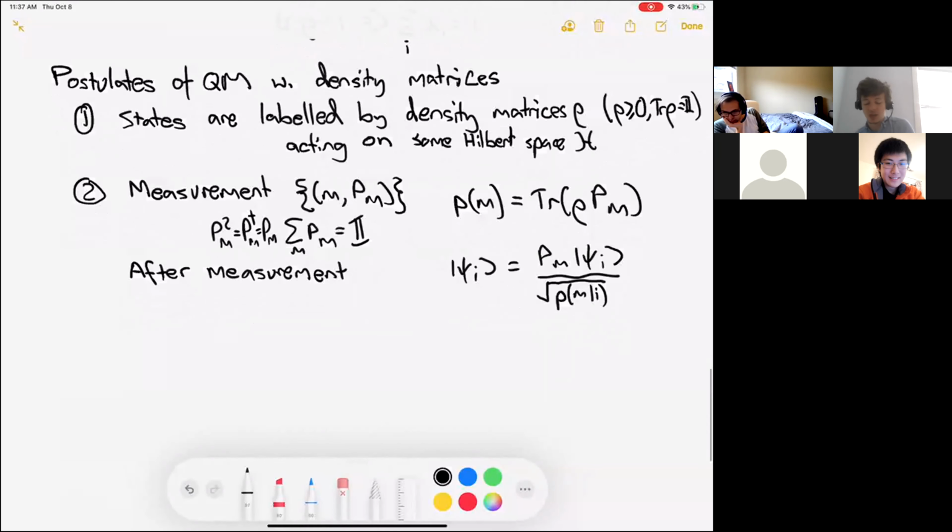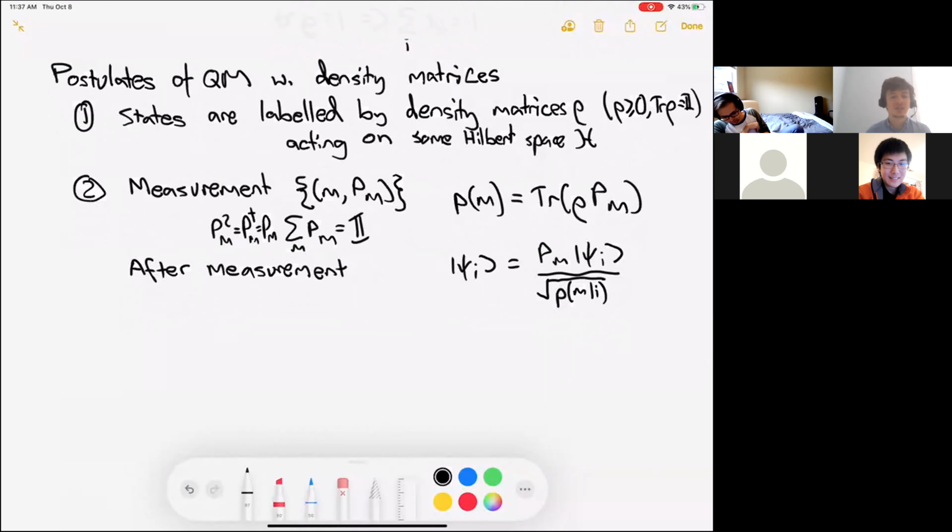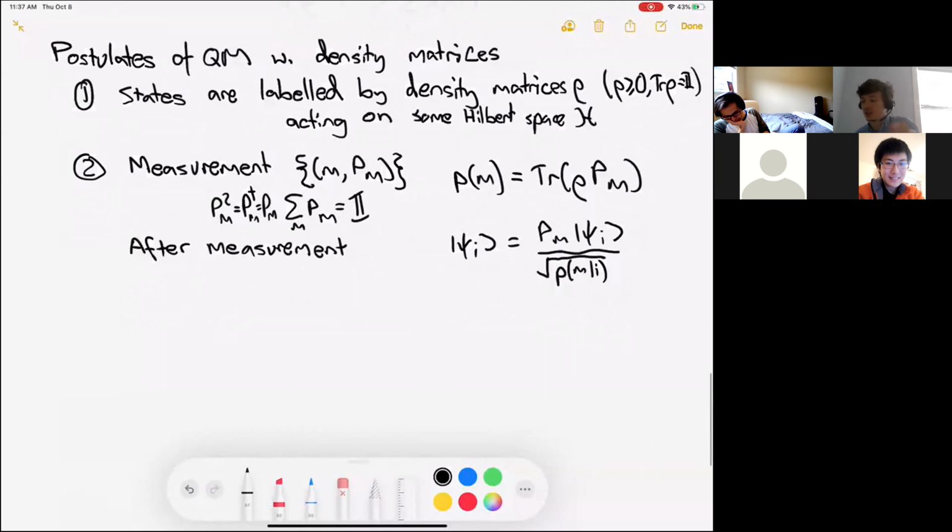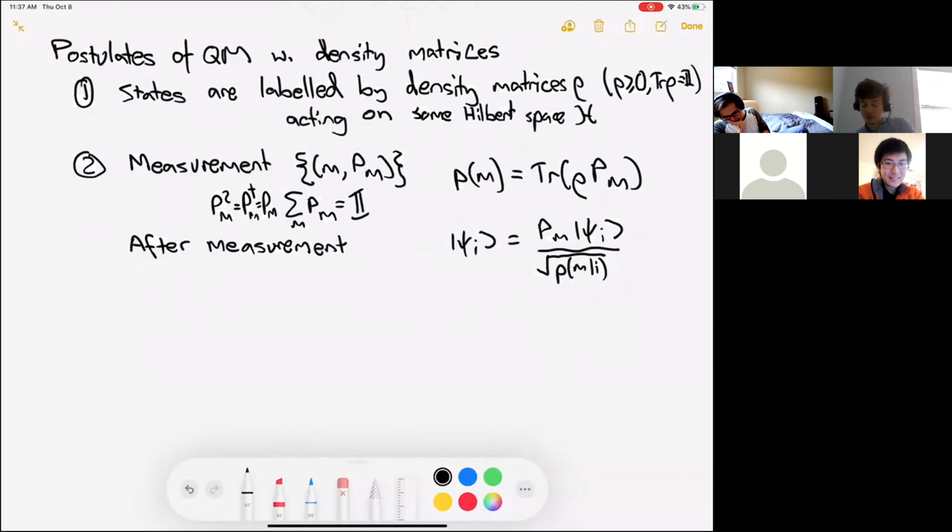Well, this is what happens to each of the individual psi i's. If the state was psi i, then psi i just gets updated according to the rules we learned back in the second lecture. But we also need to think about how the probabilities get updated, because by doing a measurement, you can learn something about which psi i you actually had in the first place. And the probabilities just get updated according to Bayes' rule.